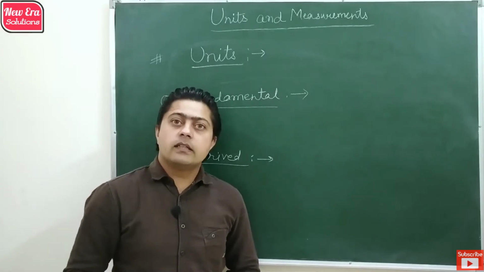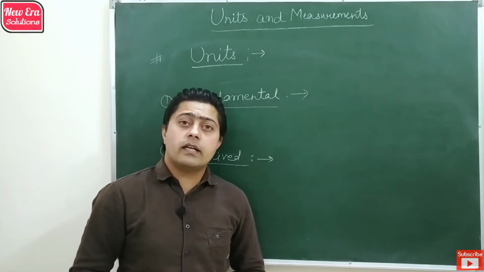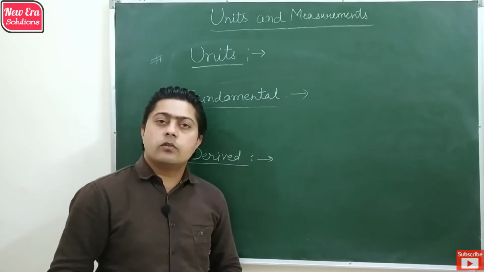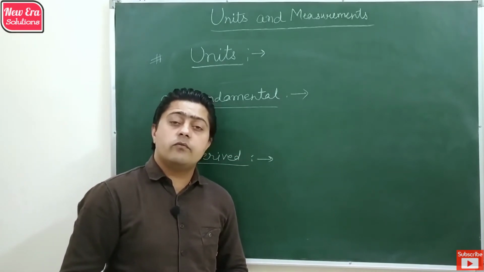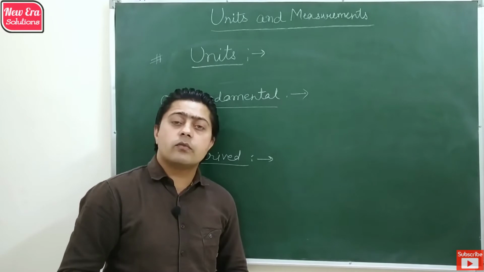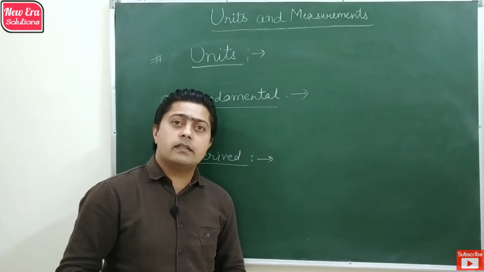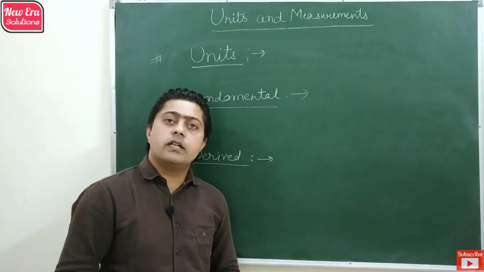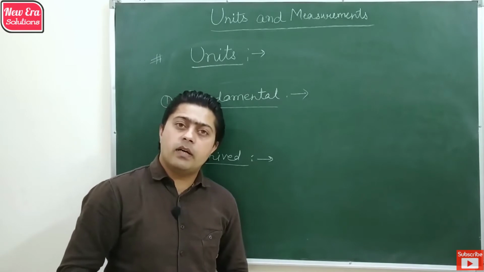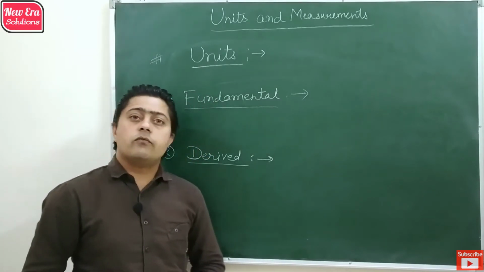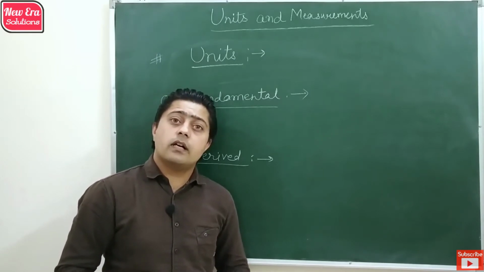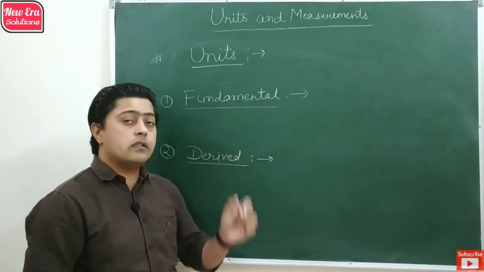Like physical quantities, the units of physical quantities are also categorized into two categories: the fundamental units and the derived units. The fundamental units are those units which are used to express the fundamental quantities. Similar to fundamental quantities, these units are also independent, they cannot be derived. They are used in a standard form, like second for time, meter for length, kg for mass. Then we have derived units, which are used to express the derived quantities, and these units are derived from fundamental units.